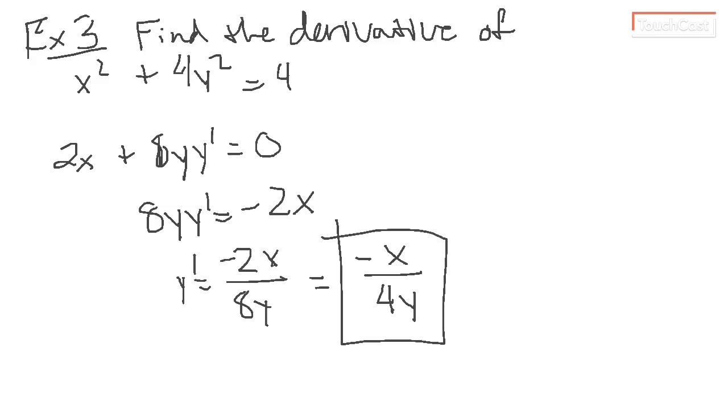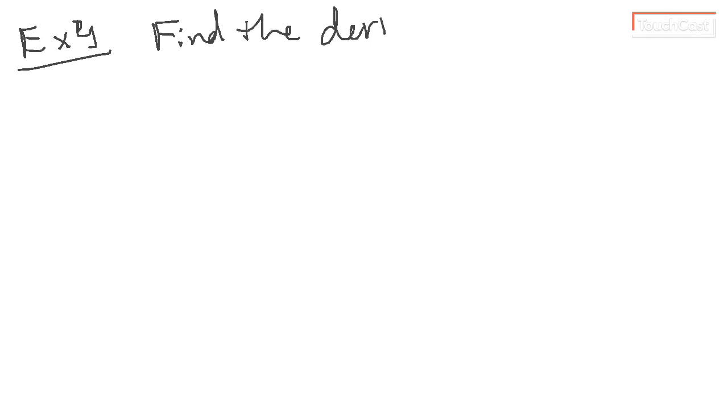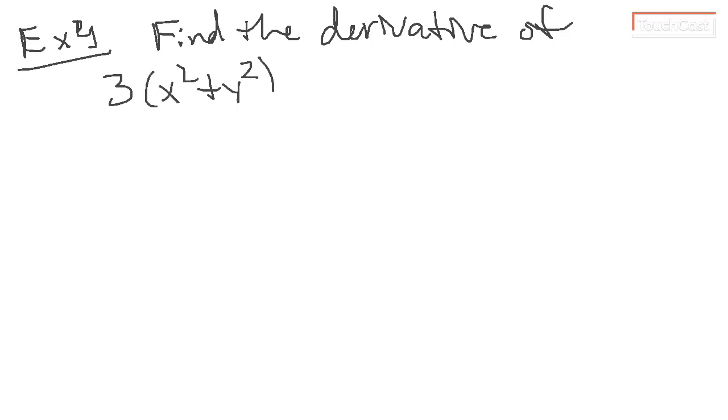So let's look at another example. Let's just keep checking out different examples. Example 4, we're going to find the derivative of 3 times the quantity x squared plus y squared squared equals 100xy. Whoa. So, let's find the derivative of this.